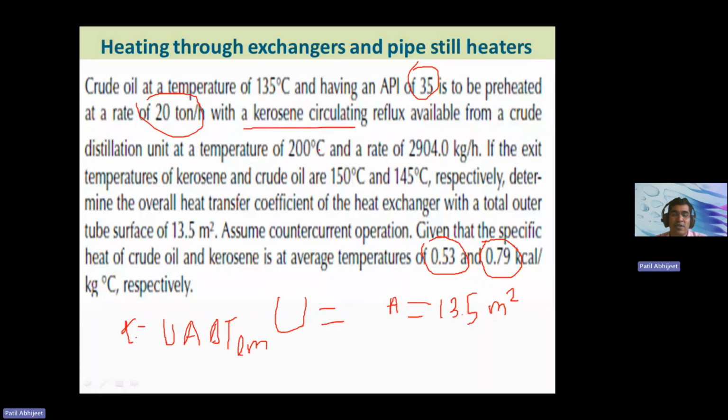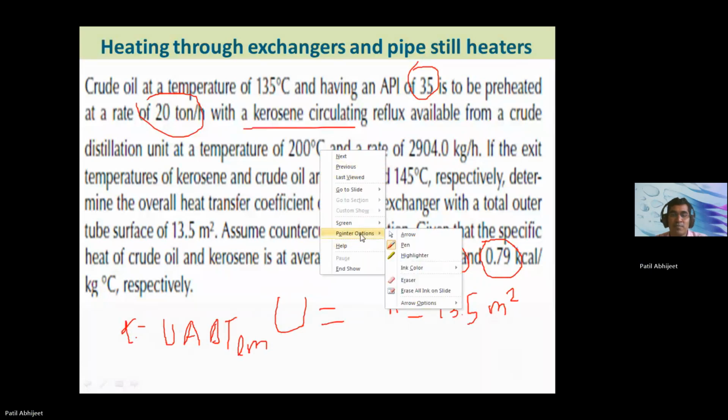I will go with the white screen. We have to use this equation: Q is equal to UA delta T LM. Then we have to find out U from this.